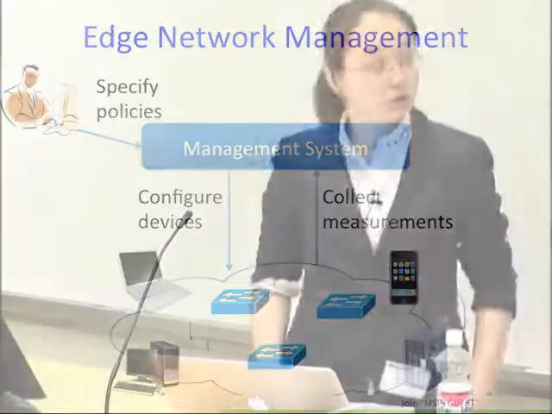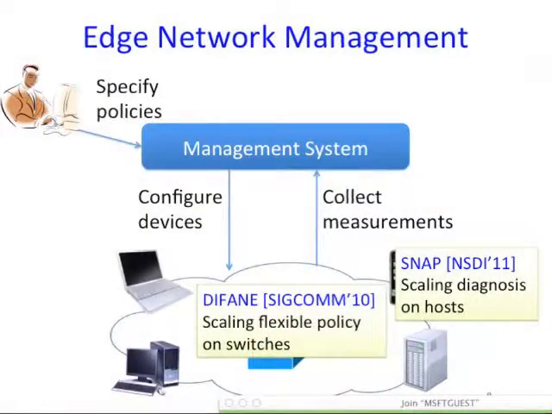In this system, the operators first specify the policies in the management system. And then this management system will configure these devices, both the switches and end hosts, to express these policies. This management system will also collect measurement data from the network to understand the network conditions. So we built two systems. The first system works on the switches. It focuses on how to enforce flexible policies on the switches. And the second system is called SNAP. It focuses on the upward direction, how to scalably diagnose performance problems on the end host.